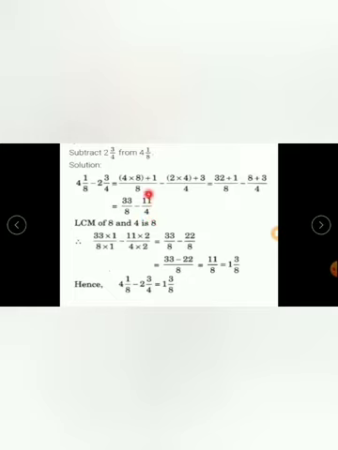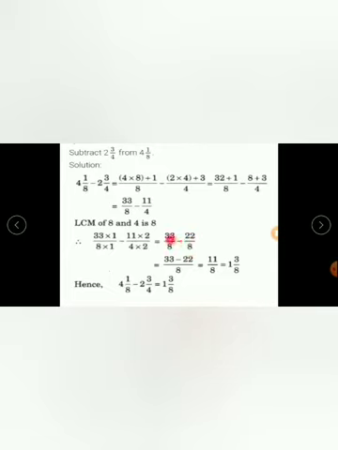Second fraction, denominator is 4. So 4 into what is 8? 4 into 2. So the whole fraction you are multiplying with 2. The first fraction we are multiplying with 1. Second fraction into 2. Now what is 11 into 2? 22. 4 into 2, 8. So what you got? 33 into 1 is 33 and here 22. So 33 minus 22 by denominator 8.